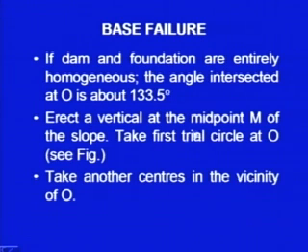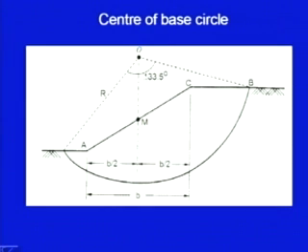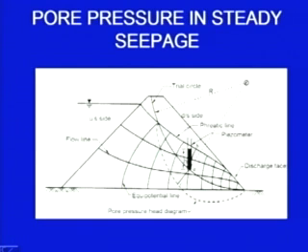So, we erect a vertical, take the trial circle at this as shown here. So, take this 133.5 degree angle and then take the next trials. So, using this information also one can reduce the computations. Now, another point which I would like to mention here is we have been talking about the pore pressures. So, let me discuss a few points about the determination of the pore pressure also in case of steady seepage.